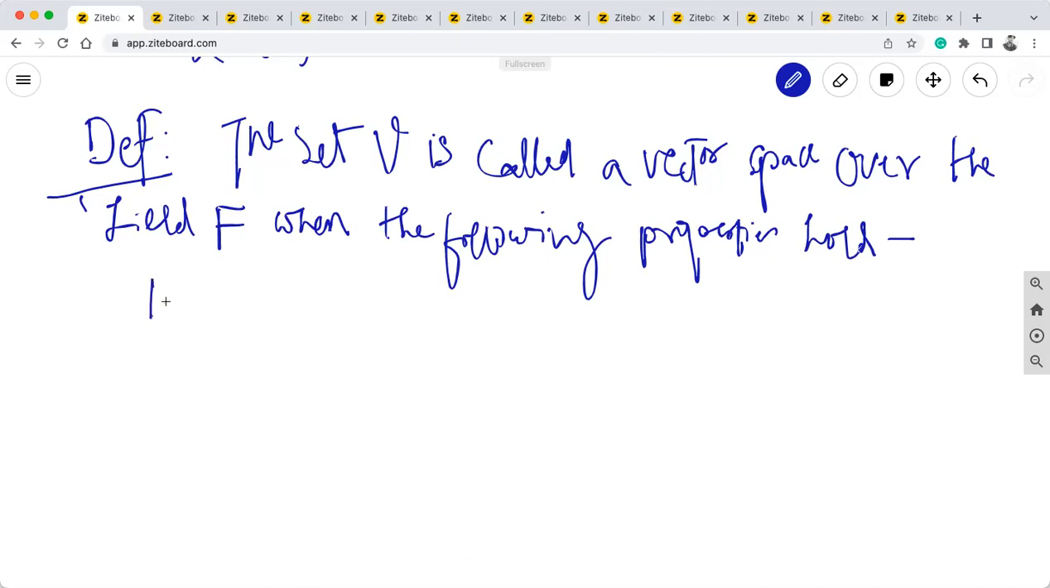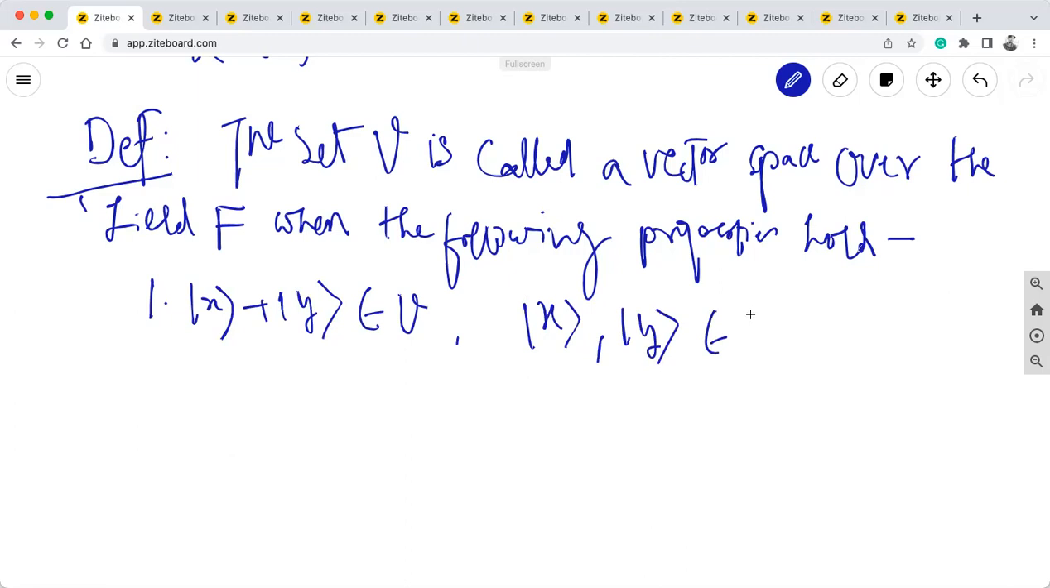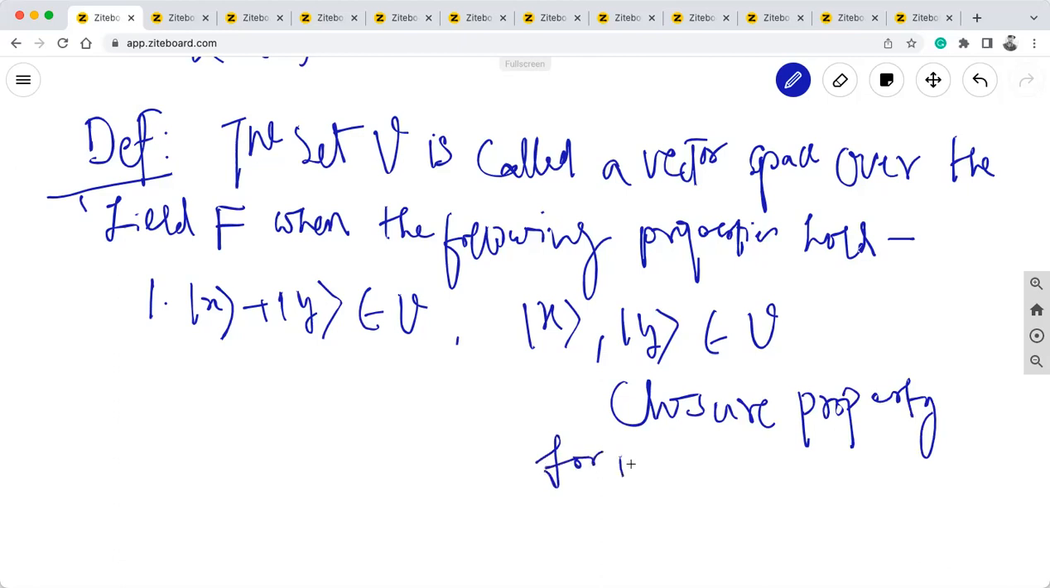What are the properties? The first property is the vector addition that we already discussed: ket x and ket y, the vectors, are elements of the bigger set V, and their addition should be an element of V. This particular property is also known as the closure property for vector addition.